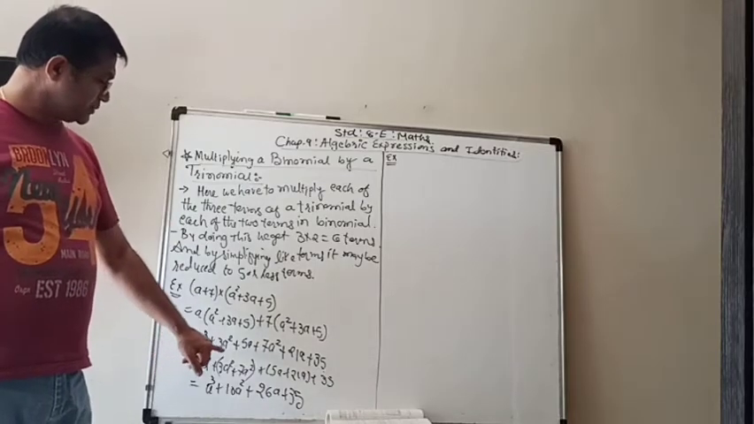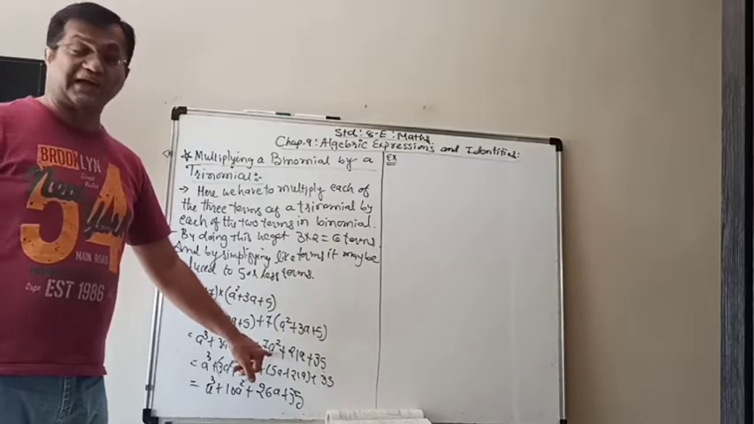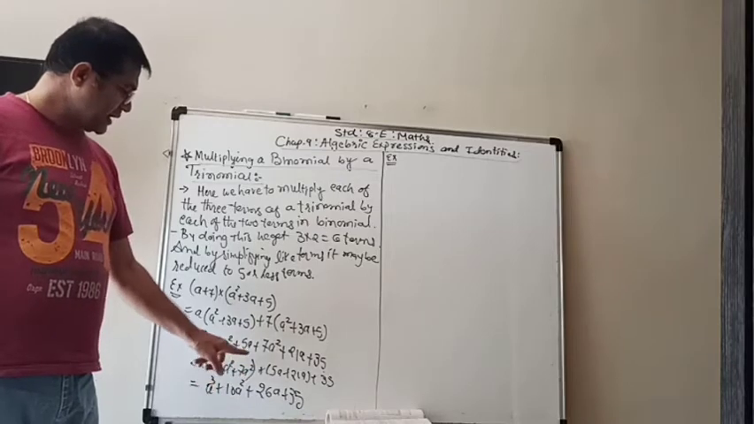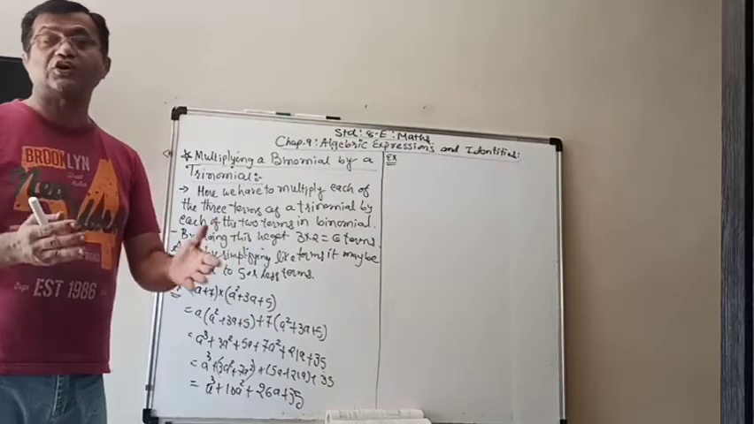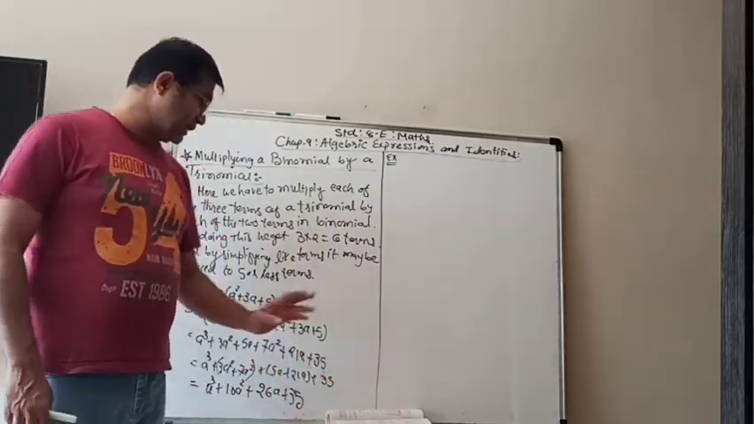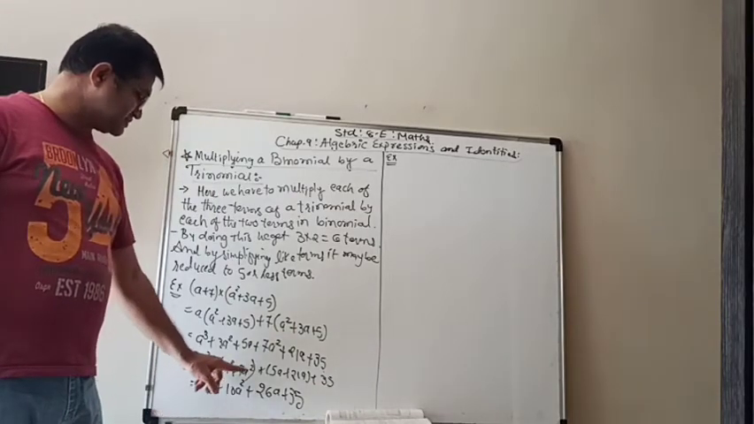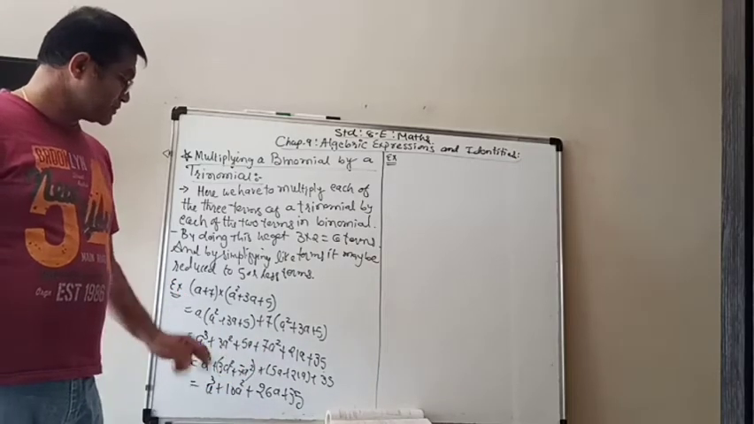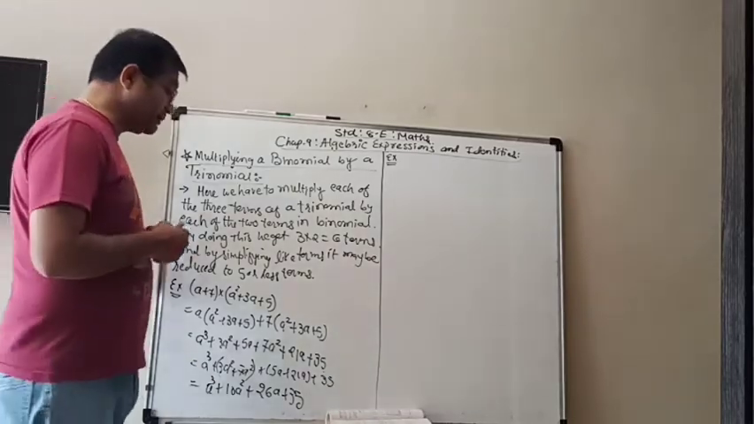Now you can see that here also a square and here also a square, so they are like terms. We bring them together: 3a square plus 7a square. And here also a and a, so 5a plus 21a, they are also like terms, so we put them in a bracket, and then 35. By simplifying we get a cube plus 3 plus 7, 10a square, plus 26a plus 35. In this way we can multiply them.